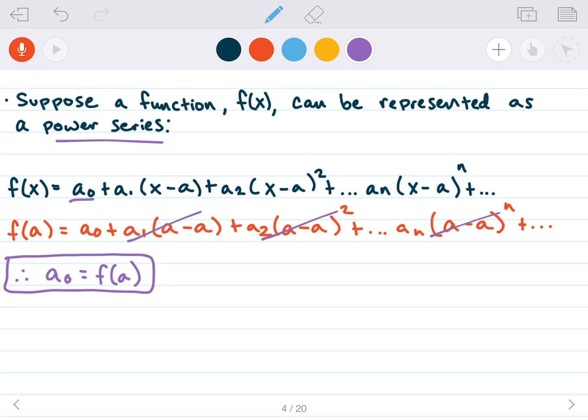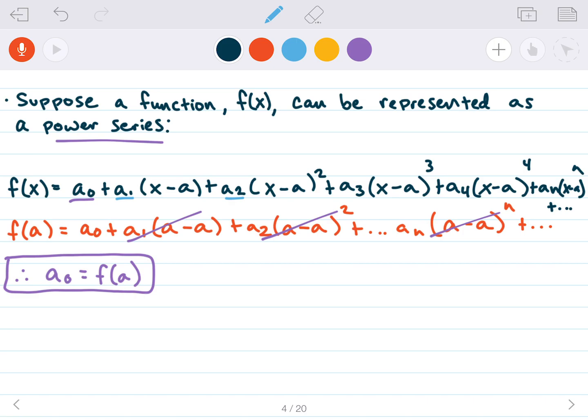Now, what about the other coefficients? What about a sub 1, a sub 2, a sub n? Maybe I should continue this a little bit. Let's actually continue it to a sub 4, just so you guys can spot the pattern. So we have x minus a to the 3, plus a sub 4, x minus a to the 4, plus a sub n, x minus a to the n, plus dot dot dot.